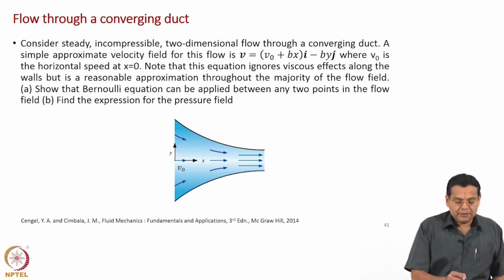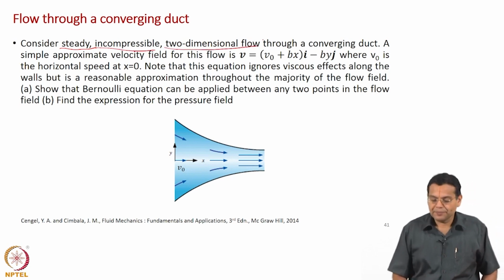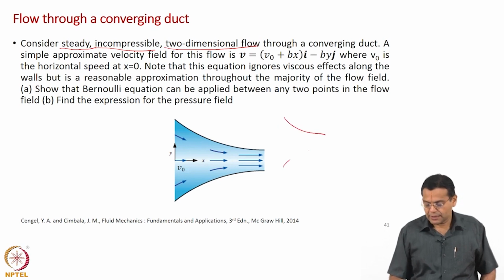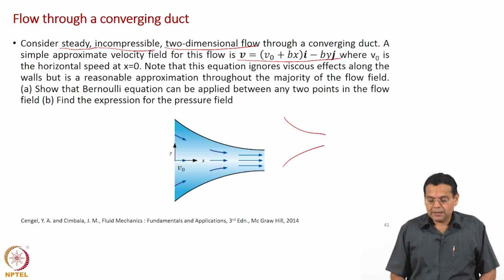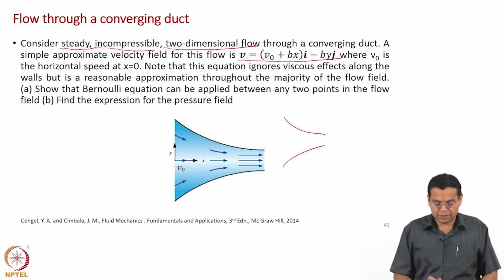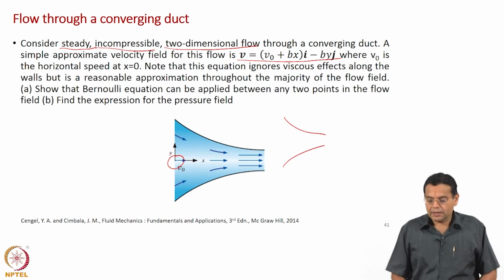I think by this time we can easily understand these terms: steady, incompressible and two dimensional flow through a converging duct, and that is what is shown here, a converging duct. A simple approximate velocity field for this flow is given by this velocity field. The velocity component in the x direction increases with x, because it is converging, and that is given by v naught plus bx. The x component of velocity is v naught at x equal to 0, that is this point.